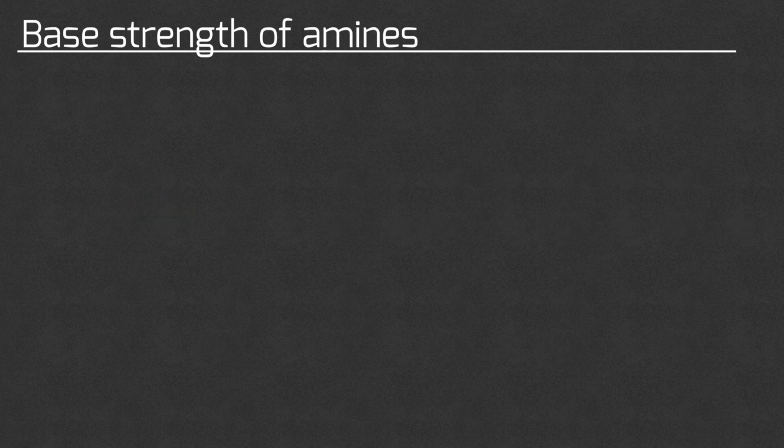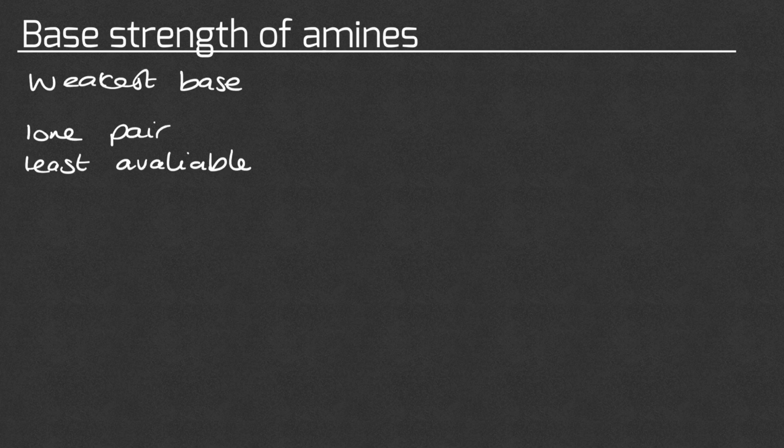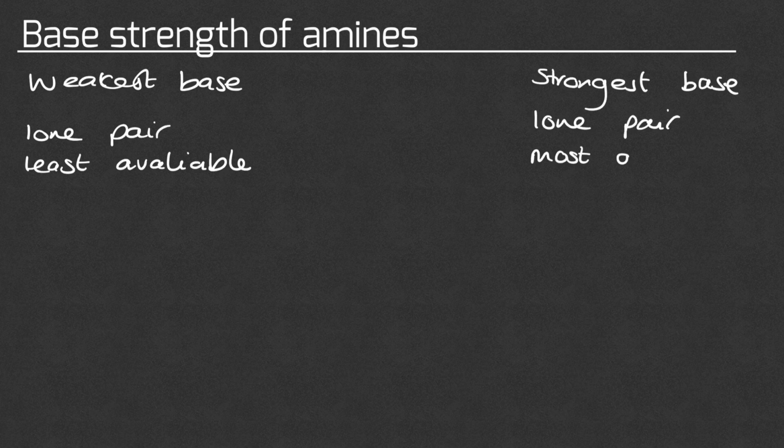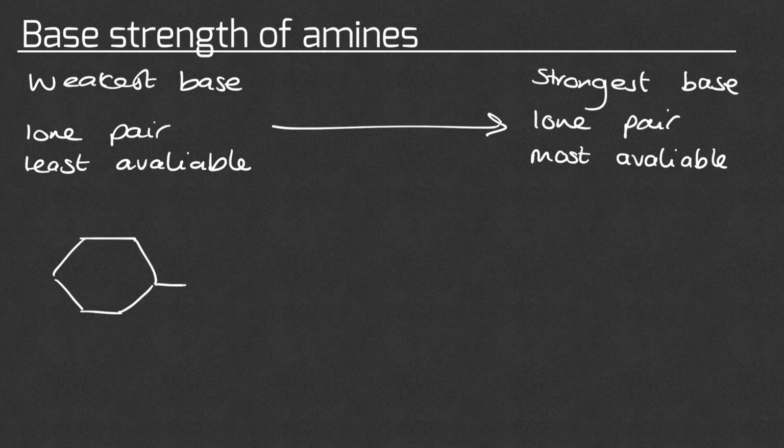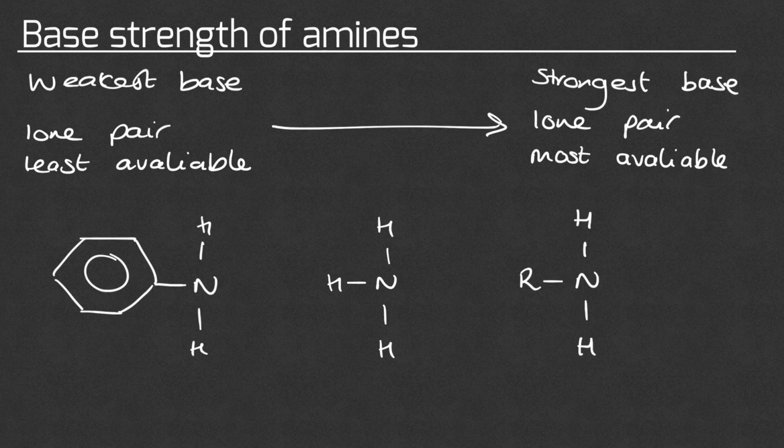We'll now summarise the different base strength of amines. So our weakest base will have the lone pair being least available, and our strongest base will have the lone pair being most available. So our aromatic amine is the weakest base, ammonia is in the middle, and our aliphatic amine is the strongest base.